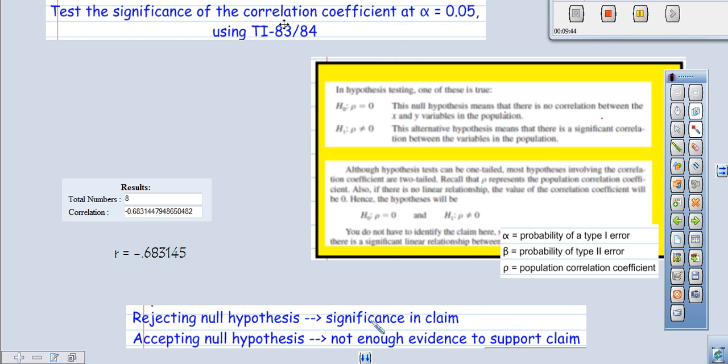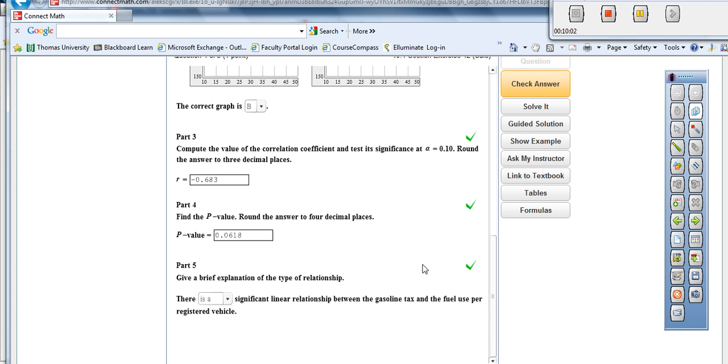When rejecting the null hypothesis, you find out that there is significance in your claim. When you reject the null hypothesis, there is significance in your claim. If you accept your null hypothesis, then there's not enough evidence to support it. So in this case right here, we go back to Connect, and what we find out is that because my p-value was less than my significance value, and because my correlation coefficient is pretty large, it's pretty close to -1.